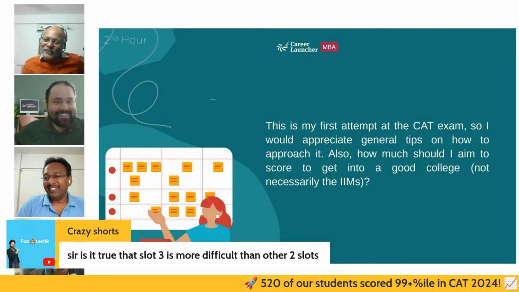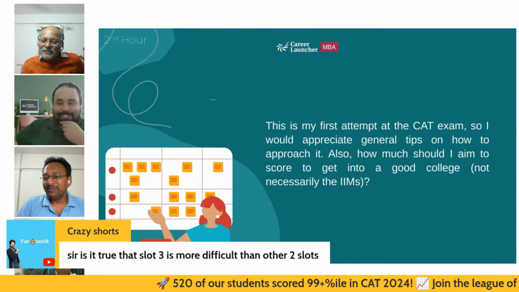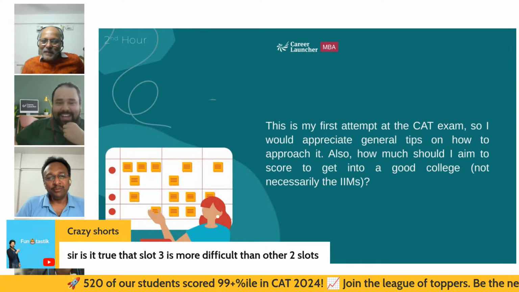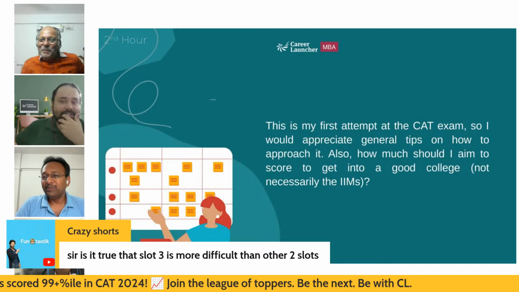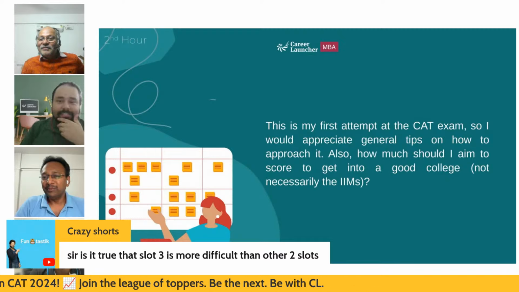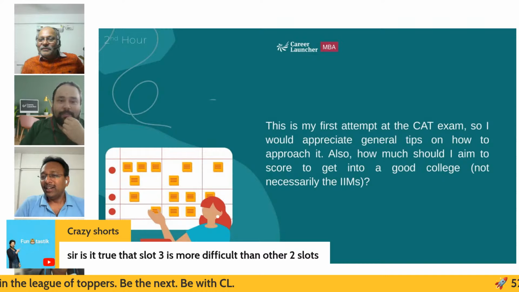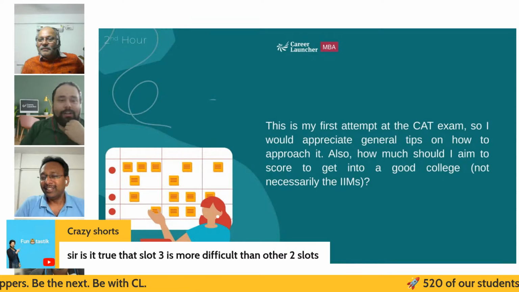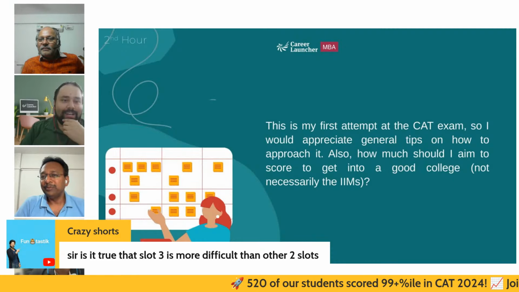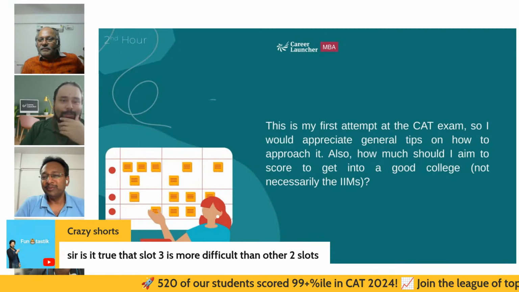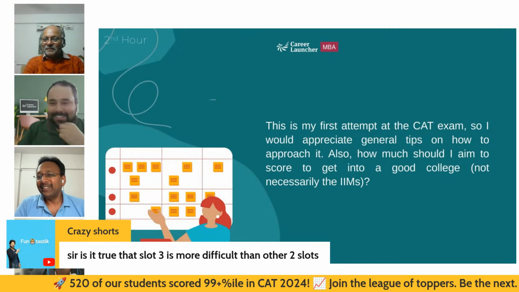So yeah, all slots are the same, crazy shot. So don't take tension, just relax. Whatever slot you have got is the best possible slot. It will be the easiest paper, and the students who will not perform well will also be in it, so normalization will also work for you. So it will work on both fronts.